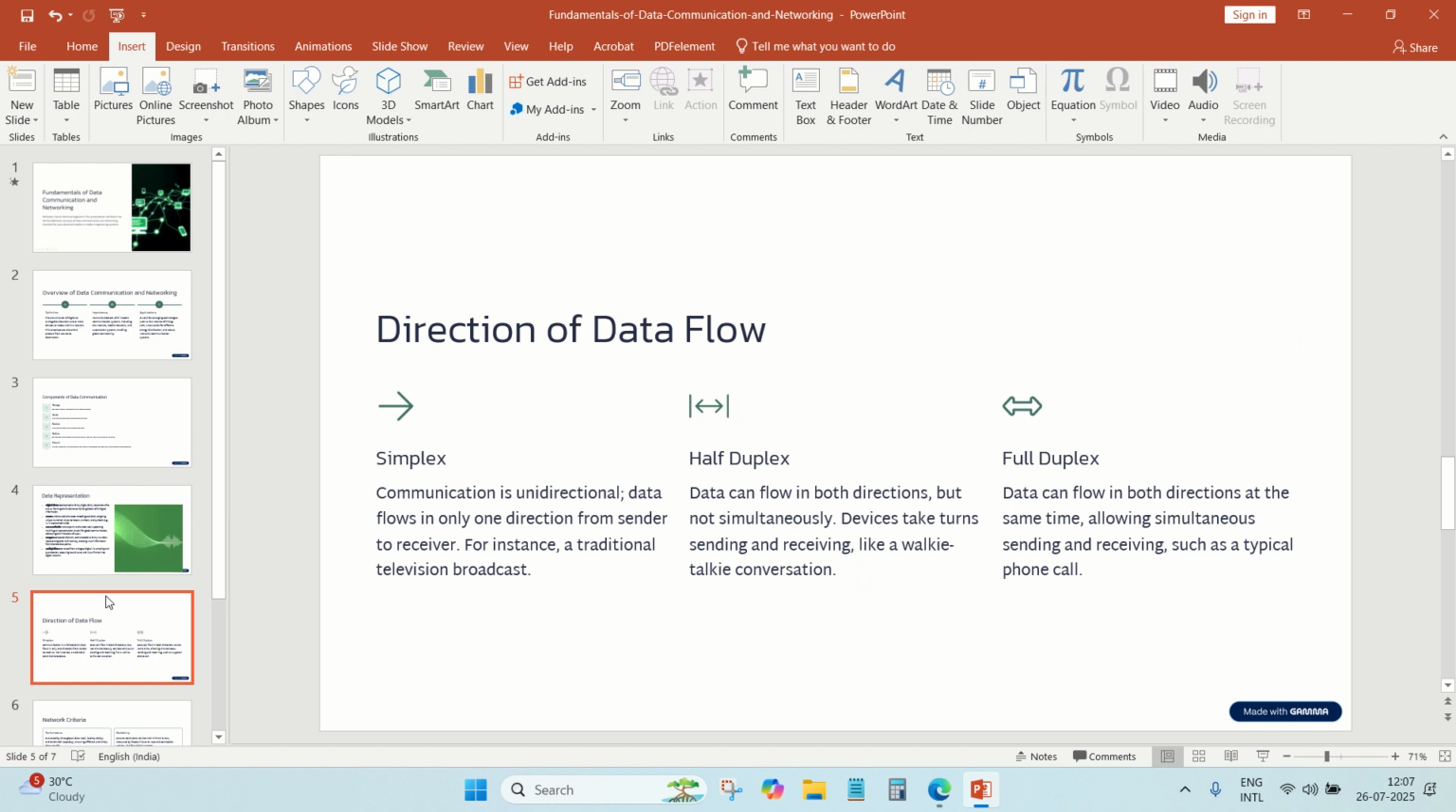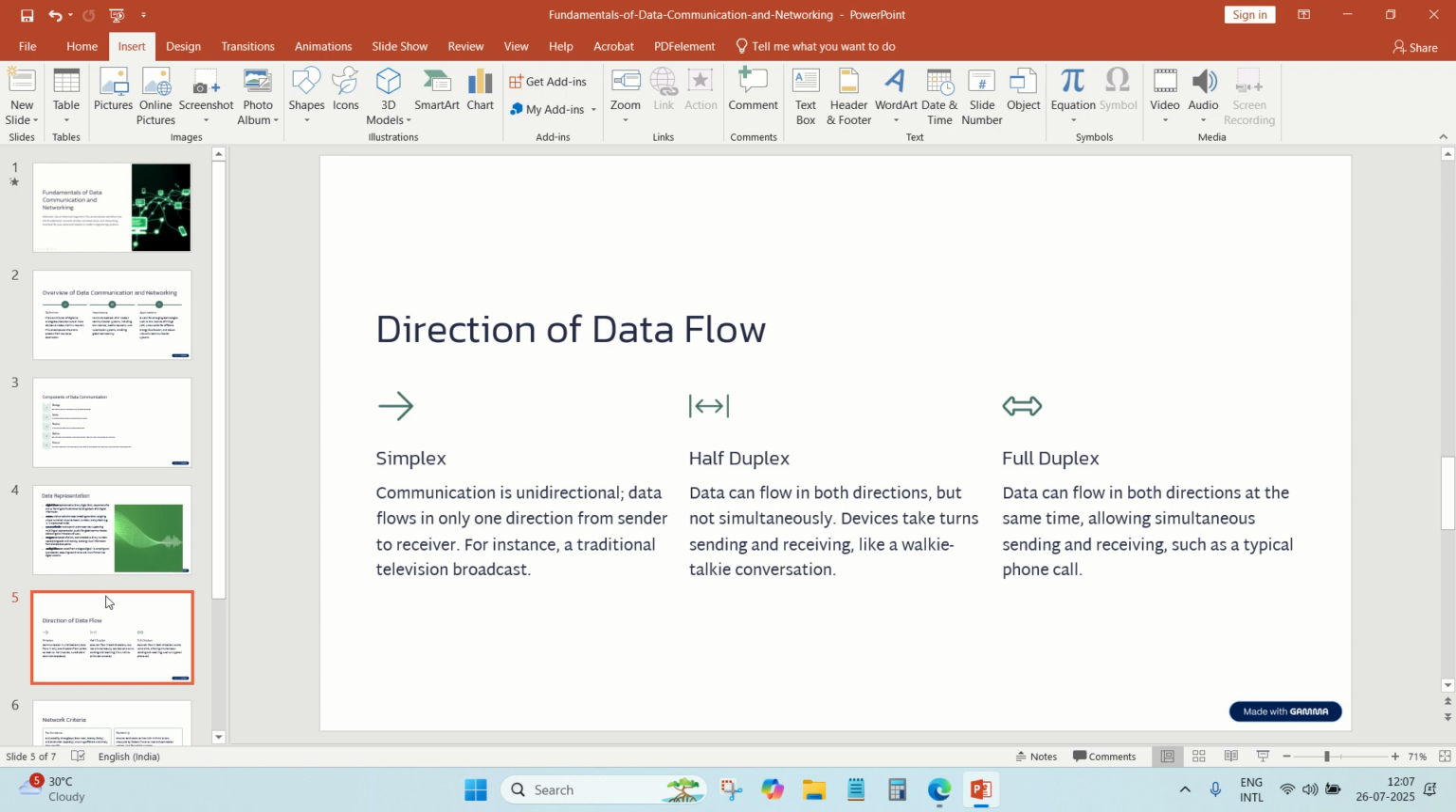Data flow. The communication between devices can be simplex, half duplex, or full duplex. In simplex mode, the communication is unidirectional, like a one-way street. Only one of the devices on a link can transmit and the other can only receive. So data flows in only one direction from sender to receiver.